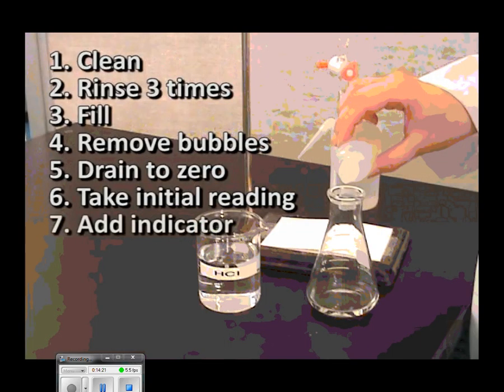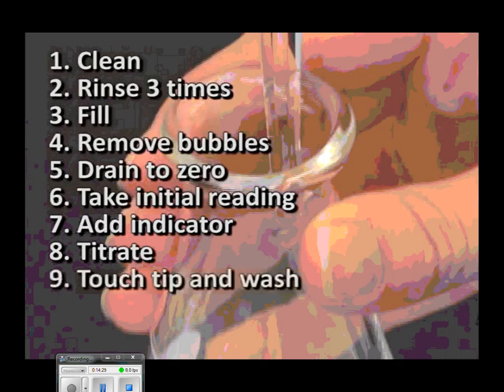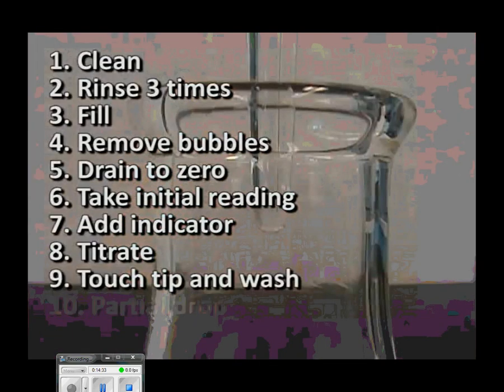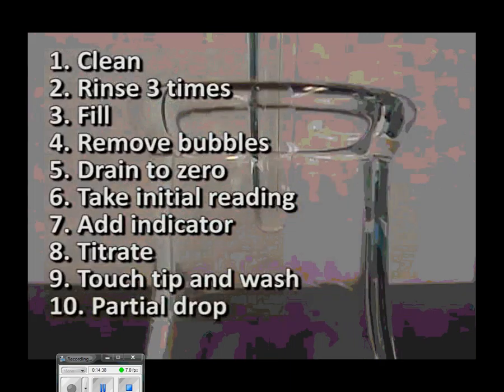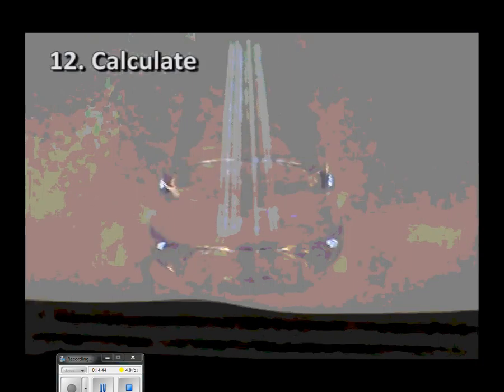Add indicator to analyte. Titrate quickly at first, then drop per second. Touch tip and wash side to flask. Add partial drops and wash sides until endpoint is reached. Take final reading. Calculate your concentration. Now you are ready to titrate.